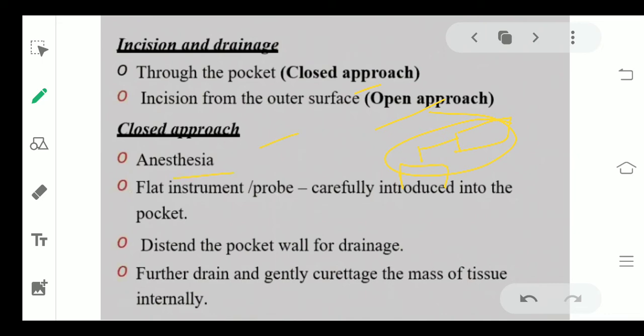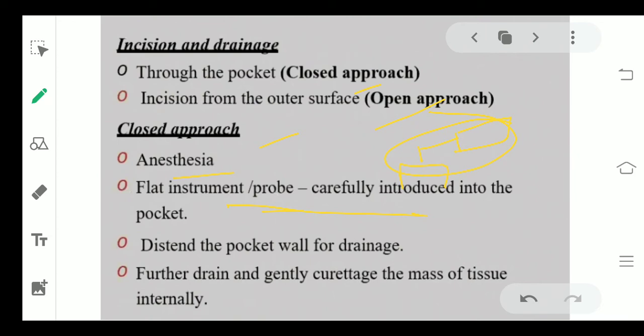Anesthesia will be given to the patient. You will take a probe and you will introduce the probe into the pocket. You will distend the pocket wall for drainage and you will further drain each and every element of pus. This is your closed approach. Why is it said to be closed approach? Because you are not taking any cut or incision.